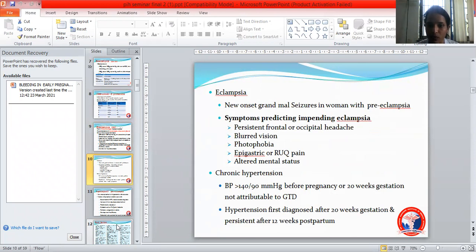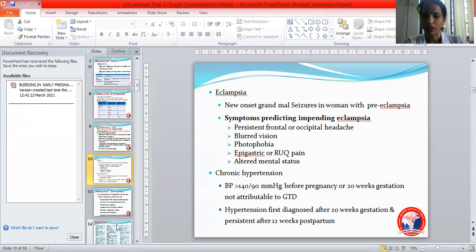So what are the symptoms which can predict an impending eclampsia? Or what are the warning signs that the patient is likely to have a convulsion now? If the patient complains of persistent frontal or occipital headache, or if there is blurred vision with photophobia, epigastric pain or right upper quadrant pain that is unresponsive to medications, or if they have reduced urine output or an altered mental status, all these are symptoms suggestive that the patient is likely to have a convulsion.